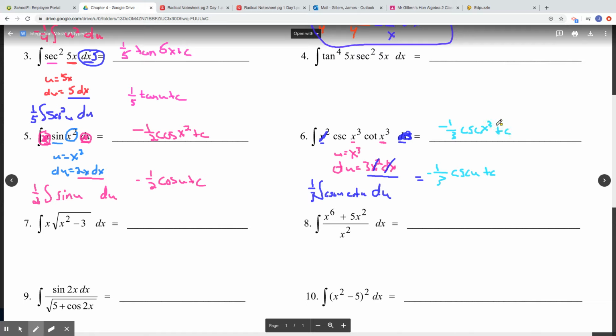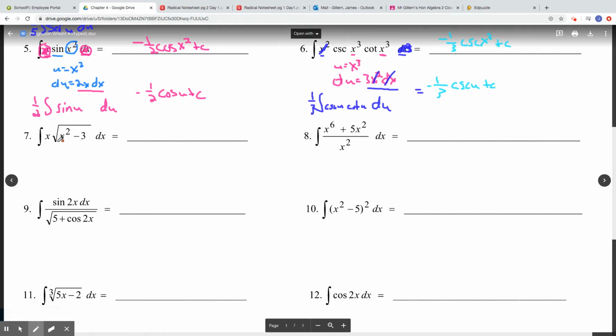And once again, if you wanted to check your work, you can take the derivative. Derivative of cosecant is negative cosecant cotangent. It'd be negative cosecant x cubed, cotangent x cubed. Take the derivative of the inside, which is 3x squared. The 3 cancel out, and you'd be left with this guy. All right, so it all works out perfectly.